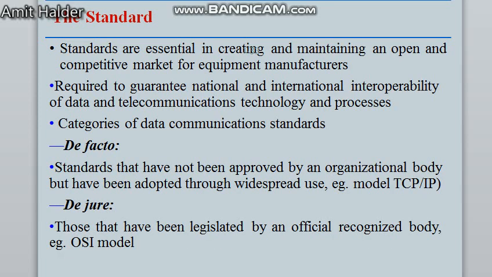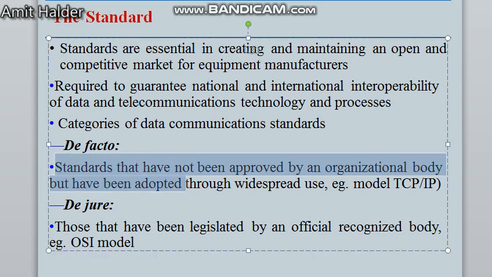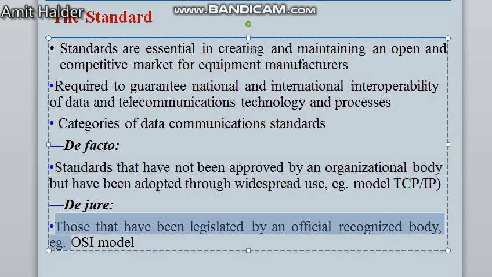So what are standards? As you can see, 3G standard, 4G standard, 5G standard. Standards are essential in creating and maintaining an open and competitive market for equipment manufacturers, and are required to guarantee national or international interoperability of data and telecommunications technology and processes. Categories of data communication standards: de facto standards, which have not been approved by an organization or body, and de jure standards, those that have been legislated by an officially recognized body, such as the OSI model.